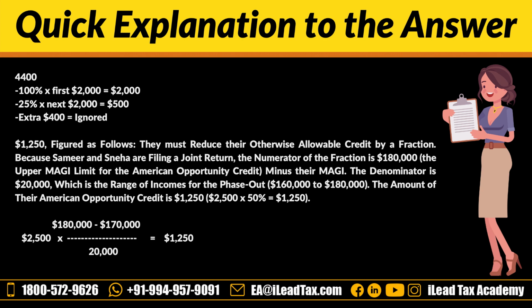And for the base, we need to deduct the lower phase out, so 180,000 minus 160,000. The base will be 20,000. So 10,000 divided by 20,000 times 2,500, the reduced credit amount will be 1,250. So here Samir and Sneha are allowed an American Opportunity Credit of 1,250 based on their modified AGI of 170,000 and tuition cost of 4,400.